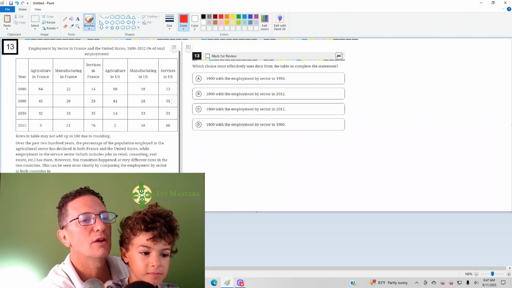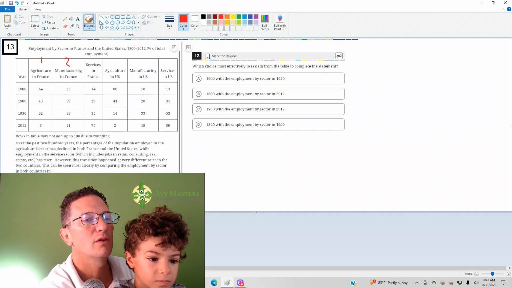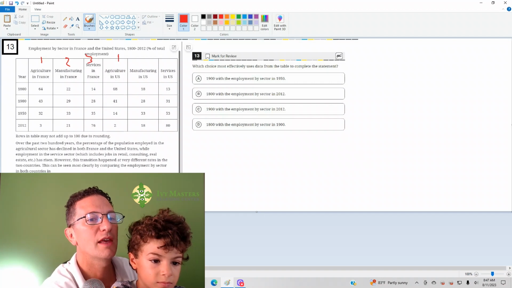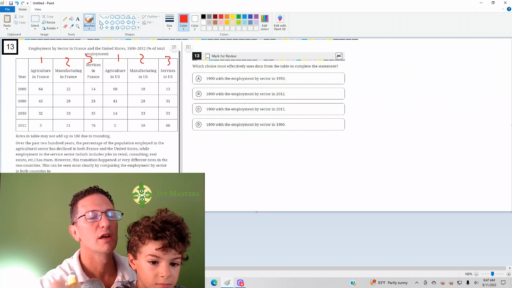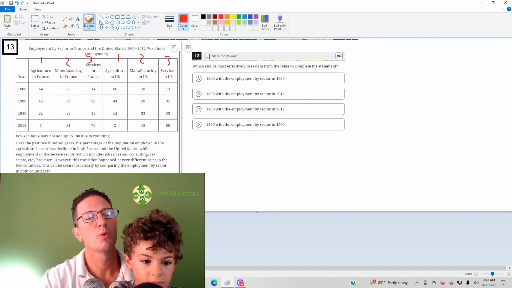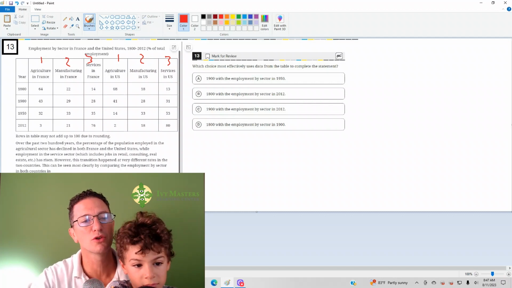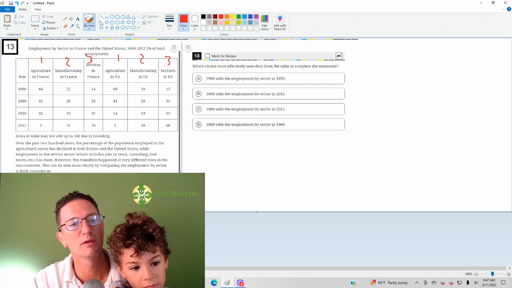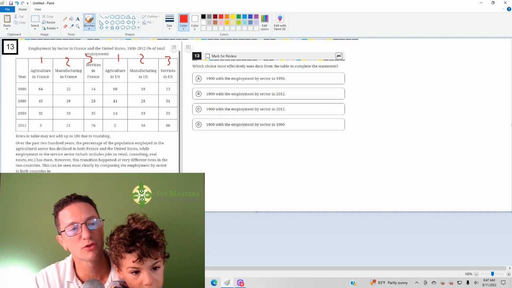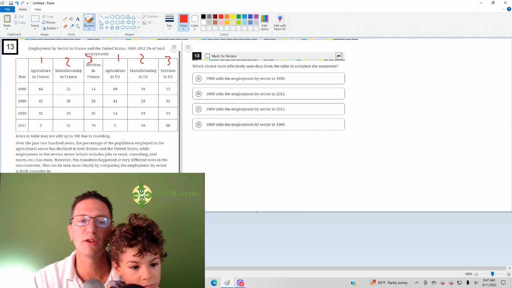What I'm going to do here is number them 1, 2, 3, and then again 1, 2, 3. When we're comparing this table, we want to compare the one columns, agriculture in each country, to the two columns, manufacturing in each country, to the three columns, services in each country. And it says rows in the table may not add up to 100 due to rounding. Thank you for the note.